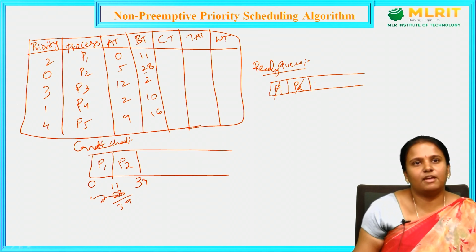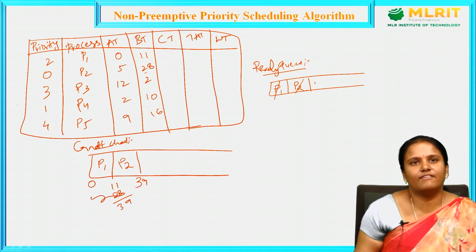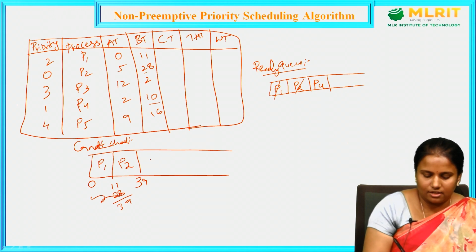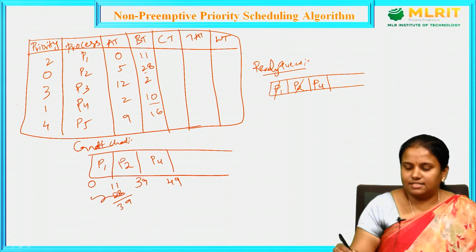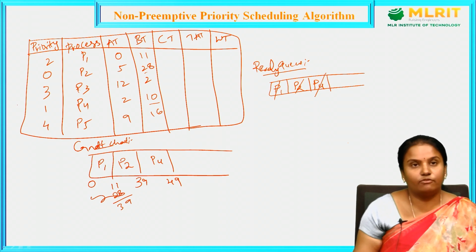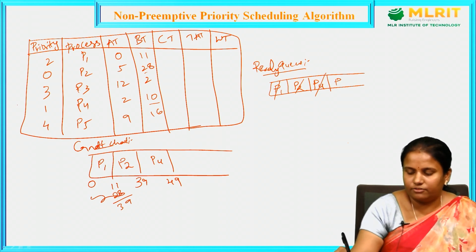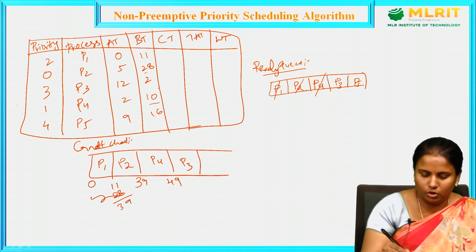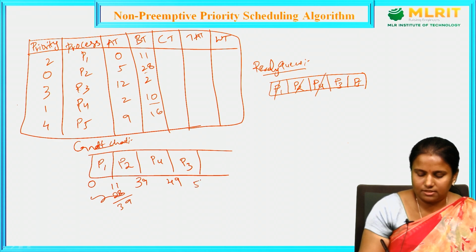Next P3, P4, P5 are waiting. Which has low priority? P4, so P4 will be executed first, with a burst time of 10. 10 plus 39 is 49. Next, this is also completed. Now which has low priority, 3 or 4? P3, then P5. What is the burst time of P3? 2. 49 plus 2 is 51.